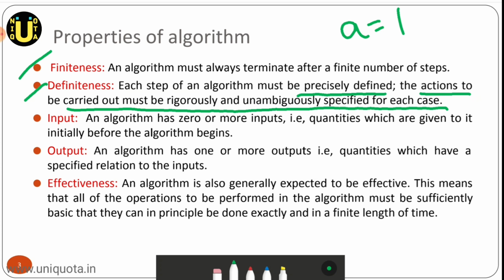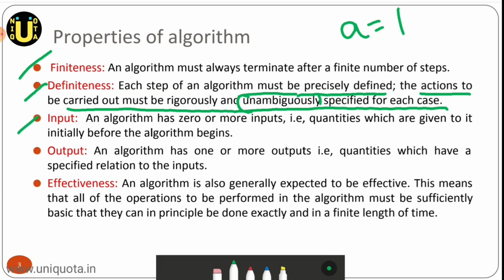So if you specify like that, the program will shut its mouth and carry out what you have defined. Unambiguous means it should be 100% correct. It should give the required result. Each step of an algorithm must be precisely defined. It should be correctly defined. That's called an algorithm. So definiteness over.